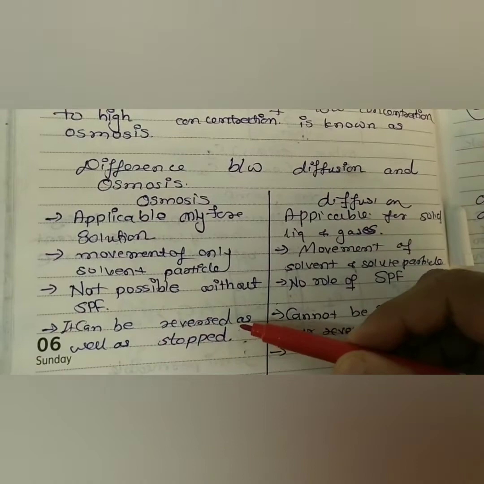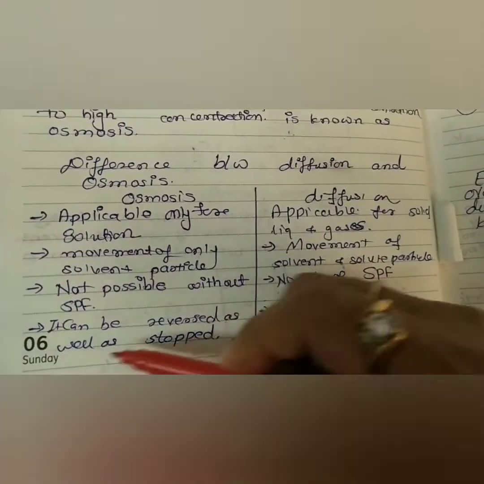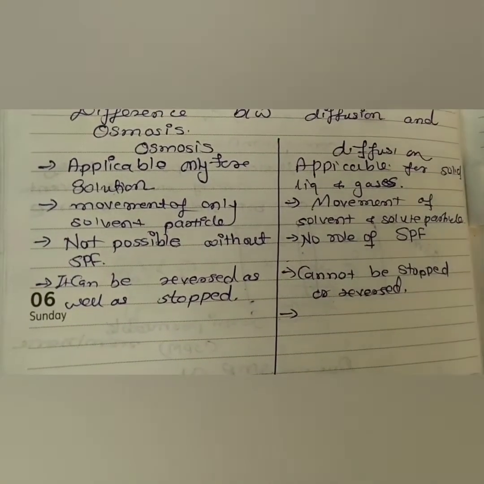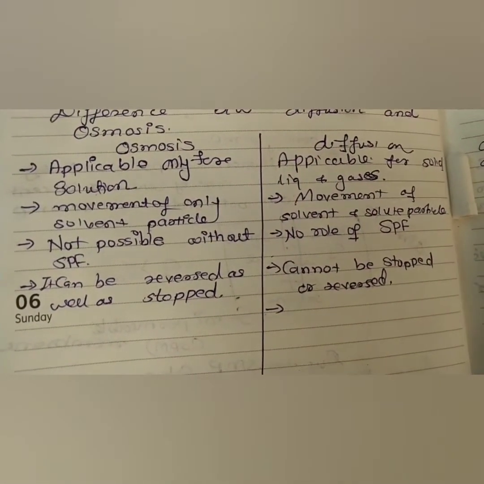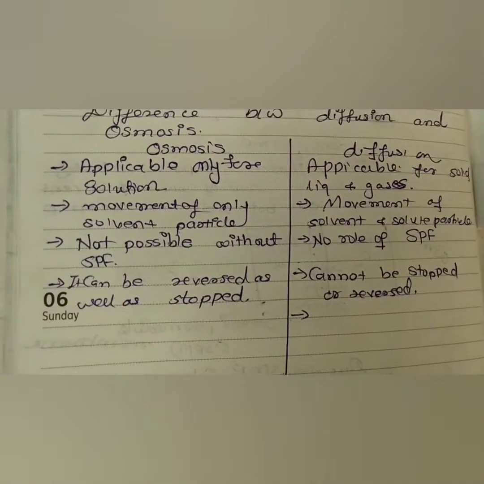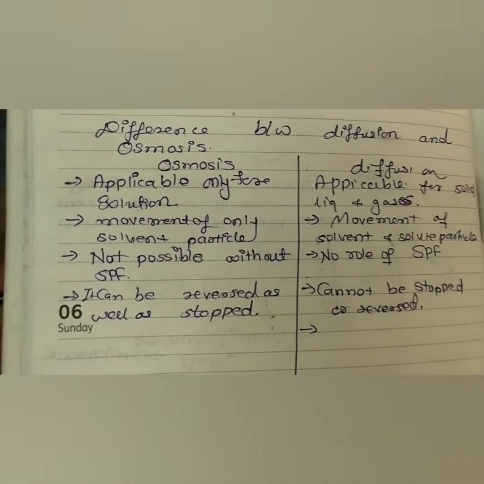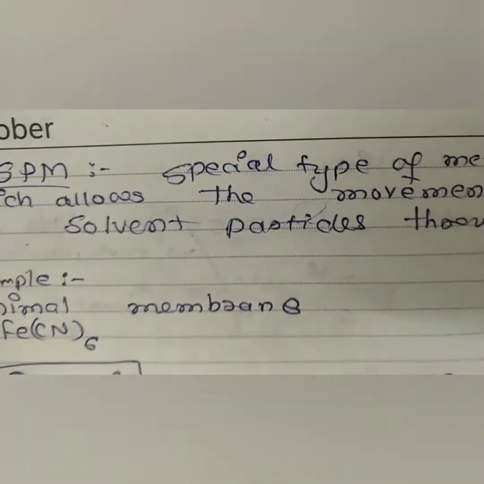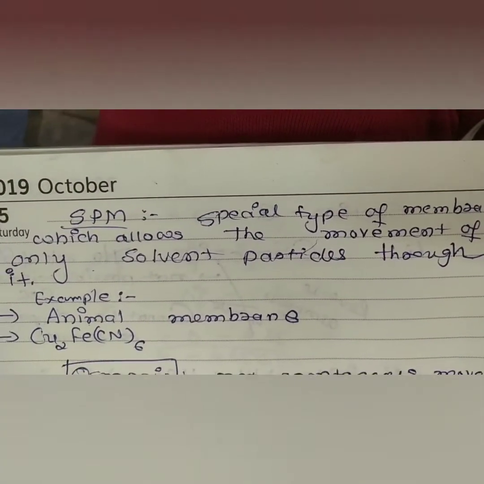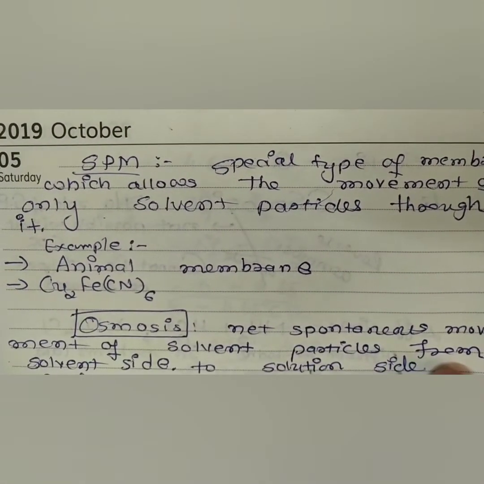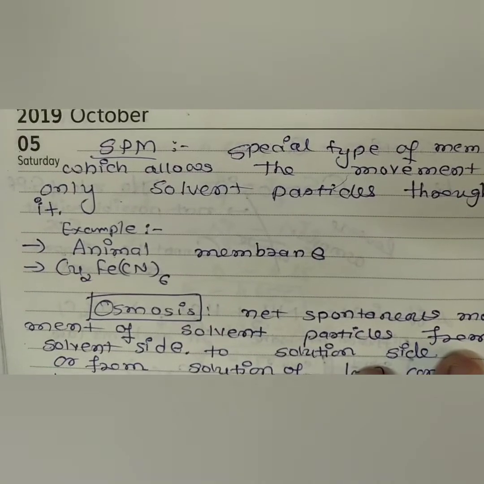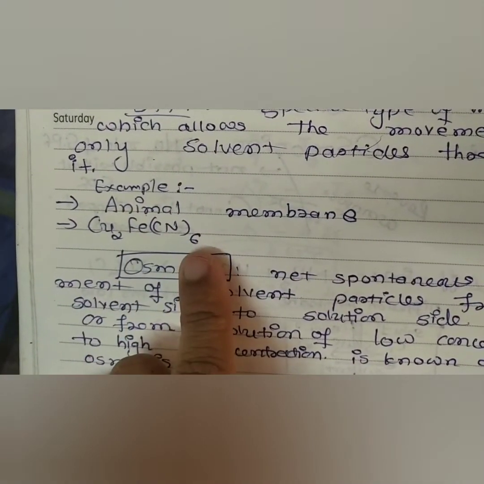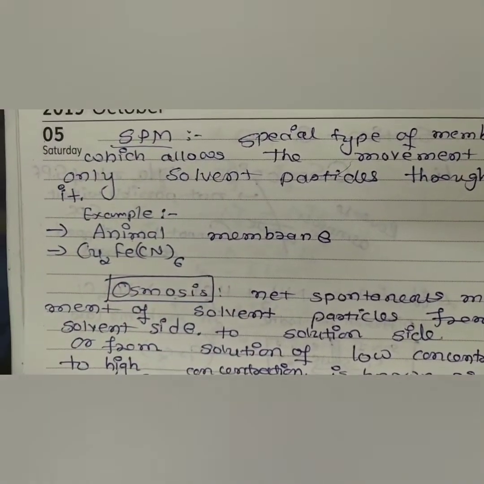Osmosis can be reversed as well as stopped, that we will discuss later. Okay, diffusion cannot be stopped or reversed. Once you add the solute in a solvent, it will get diffused. Okay, you cannot stop this. Okay, so now we will discuss SPM. That is a special type of membrane which allows the movement of only solvent particles through it. Okay, that may be an animal membrane or copper ferrocyanide. Okay, these two are the membranes.